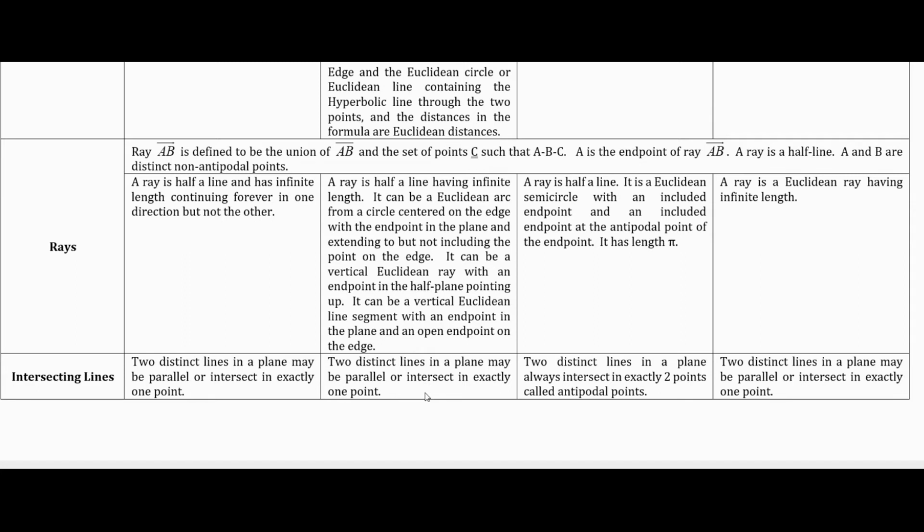But in spherical geometry, any two distinct lines that are in the same plane always intersect in exactly two points, and those will be an antipodal pair. They'll be a distance of pi apart, like the North Pole and the South Pole.